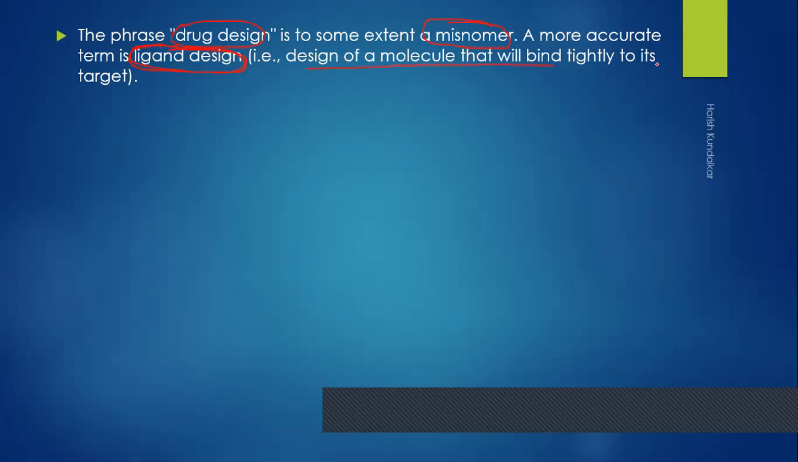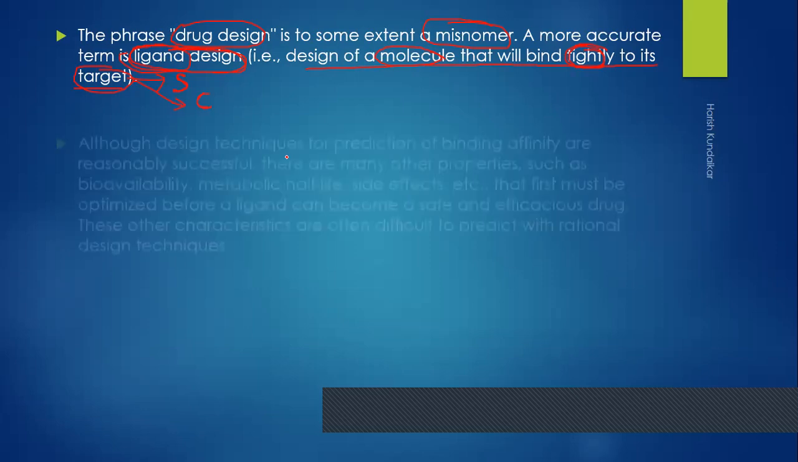So what is a ligand? A ligand is nothing but a molecule that will bind tightly to its target. Okay, the simplest definition of a ligand is a molecule that will bind tightly to its target. And when will it bind tightly? When it is complementary in shape and when it is complementary in charge. So what are we trying to do when we are using computers for drug design? We are just trying to design ligands which will bind tightly to the receptors via complementarity in shape and complementarity in charge. Okay, so this is the simplest possible explanation of computer-aided drug design.